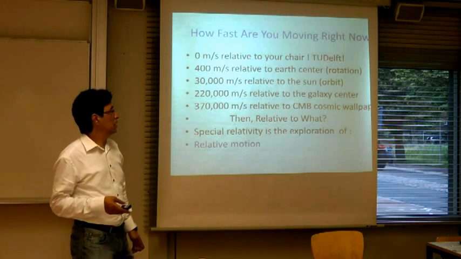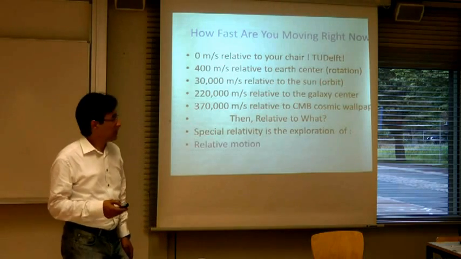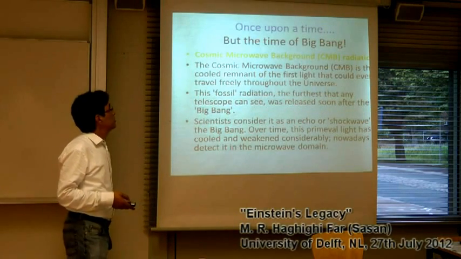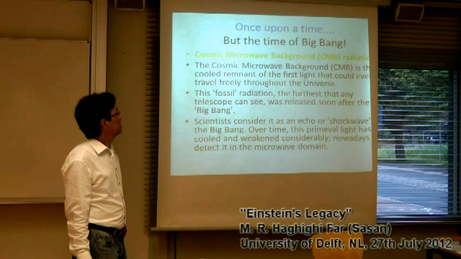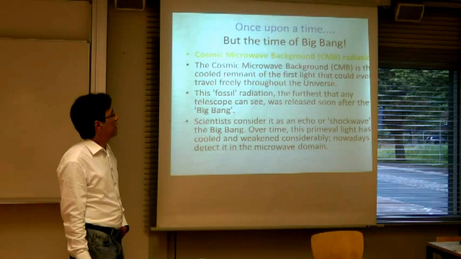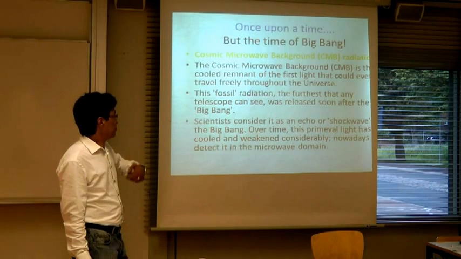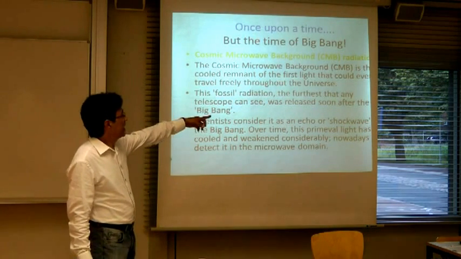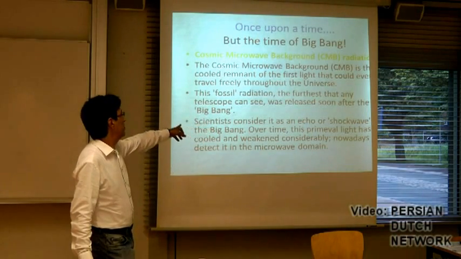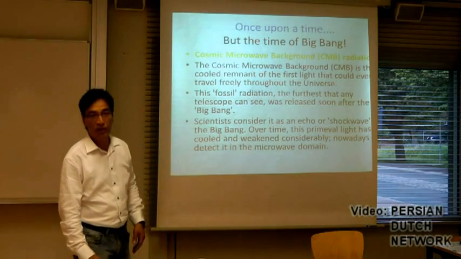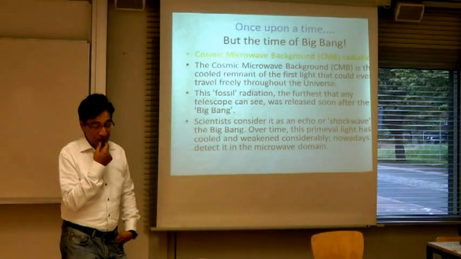CMB is the cosmic microwave background, and it is related to the time of the Big Bang. What exactly is the cosmic microwave background? This is a kind of radiation. This fossil radiation, the furthest that any telescope can see, was released soon after the Big Bang. There is a nice story about that. I will tell you a short story about it.